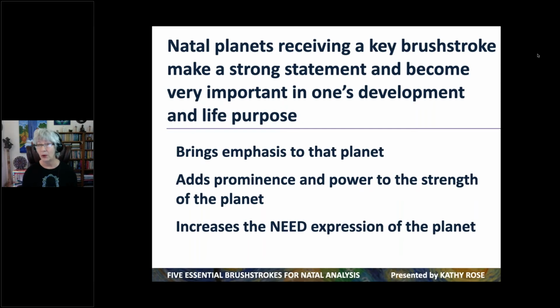And the most important thing here, in my point of view, is it increases the need expression of the planet. Now, I work a lot with need theory. And when we think of what does Venus need? Well, Venus needs harmony. Venus needs to accommodate. Venus needs peace and so forth. So if you have Venus receiving brushstrokes, that frequency, that Venus energy is going to be very, very strong in the person's life development and life purpose.